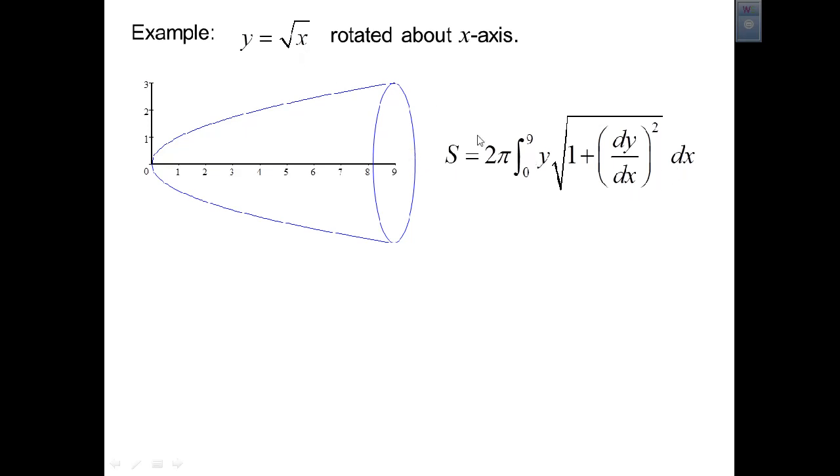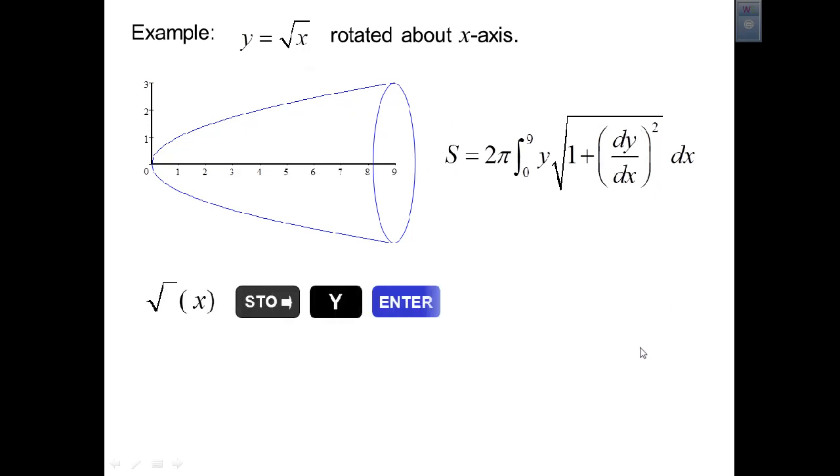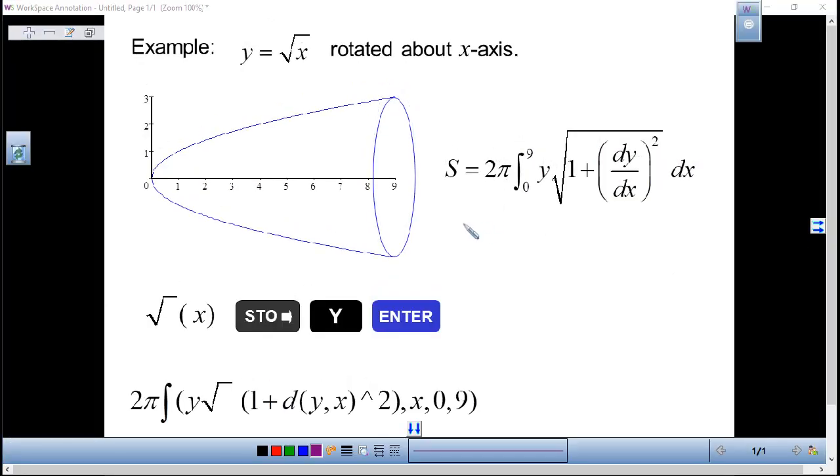All right, so we're going to end up putting the square root of x right here. We're going to take the derivative of this, which is going to give us 1 over 2 square roots of x, which is going to go right here to be squared. And they did it with a calculator. So let me write this in real quick just so you can see it. They've already moved the 2 pi out. We're integrating from 0 to 9 times the square root of x times the square root of 1 plus 1 over 2 square roots of x, quantity squared, dx.